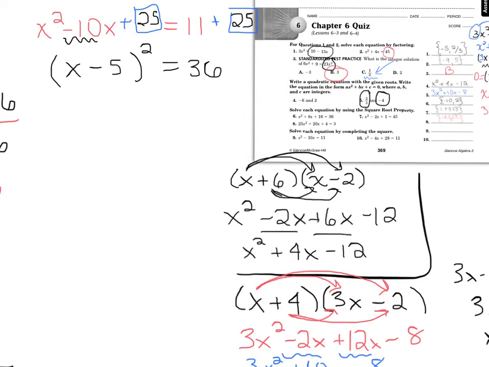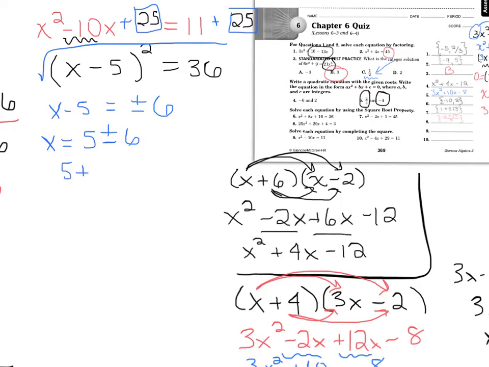Because negative 5 times negative 5 is 25, and negative 5 plus negative 5 is negative 10. Now I can take the square root of both sides. So we have x minus 5 is equal to the positive or negative square root of 36, which is 6, so then we add 5. So x is equal to 5 plus or minus 6. So we have 5 plus 6 is 11, and then 5 minus 6 is negative 1.